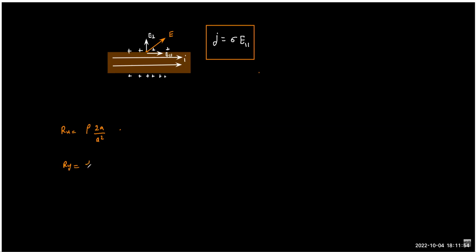For Ry, what can we write? Rho into... for the y-axis, the area becomes 2A square, but rho L becomes A, and the area becomes 2A square. And for Z, it's pretty much similar. Rz is rho by... it's also the same. So Ry equals Rz, so 2 equals 3, right? And 1 is bigger than all, right? So 1 is more than 2, and 2 is equal to 3.